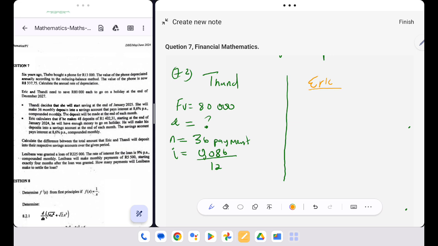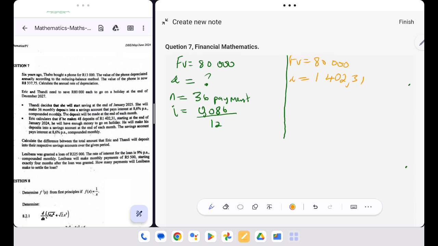Let's go to Eric. Eric also wants to invest and save money to accumulate 80,000 as well. Eric calculates that if he makes 36 deposits of 1,402.31, this is our X, the monthly installments, in this case the monthly savings, starting at the end of January 2024, he will have enough money to go on holiday or whatever.